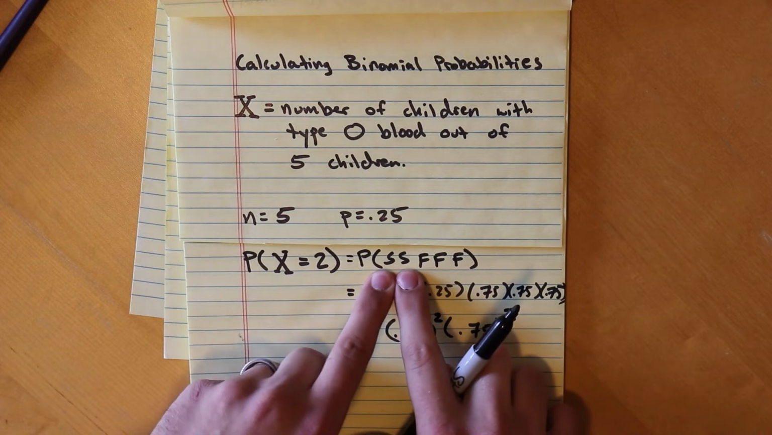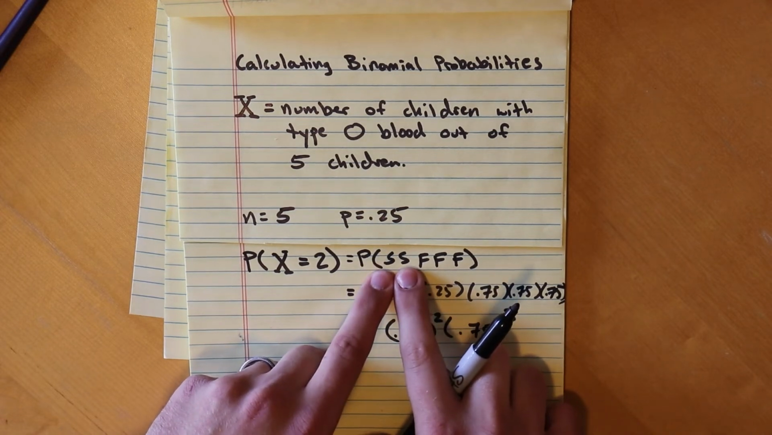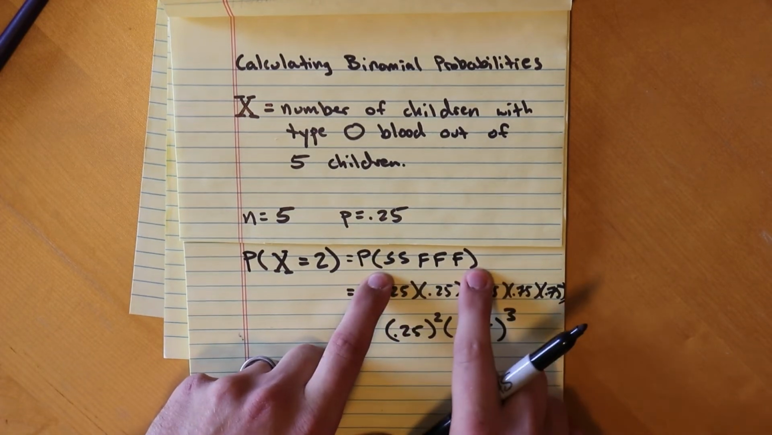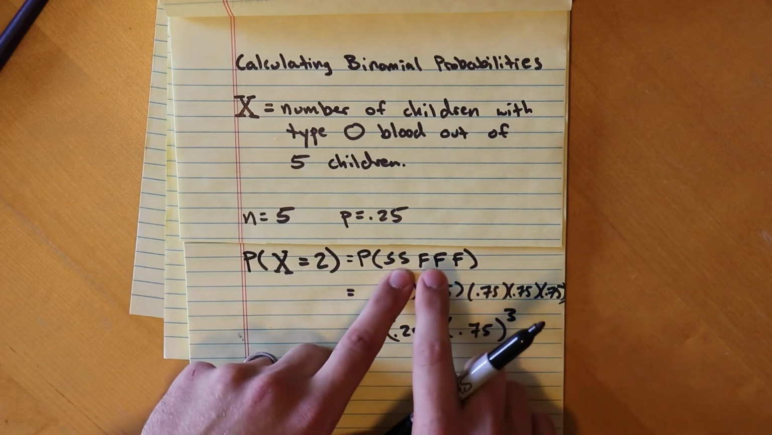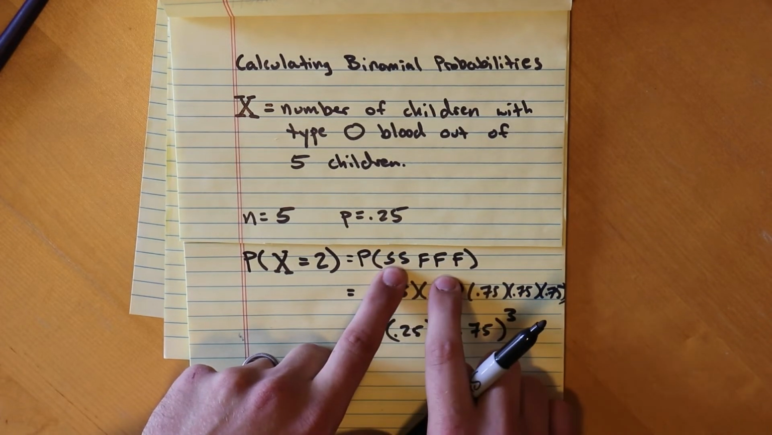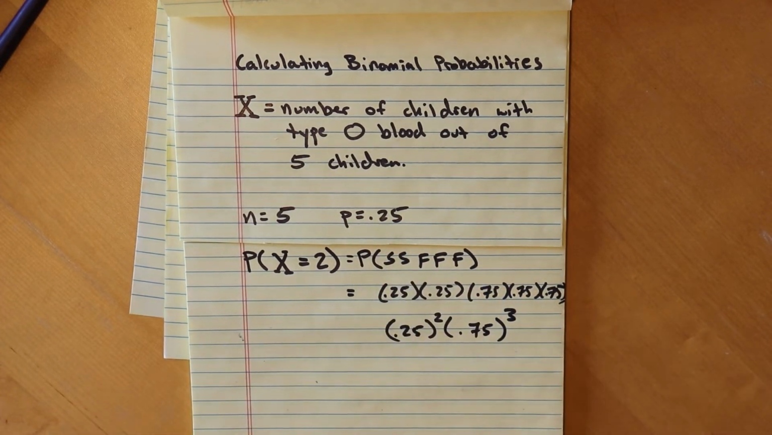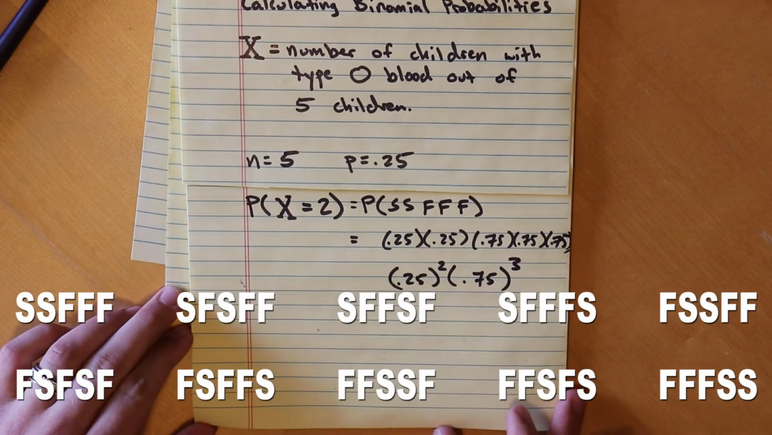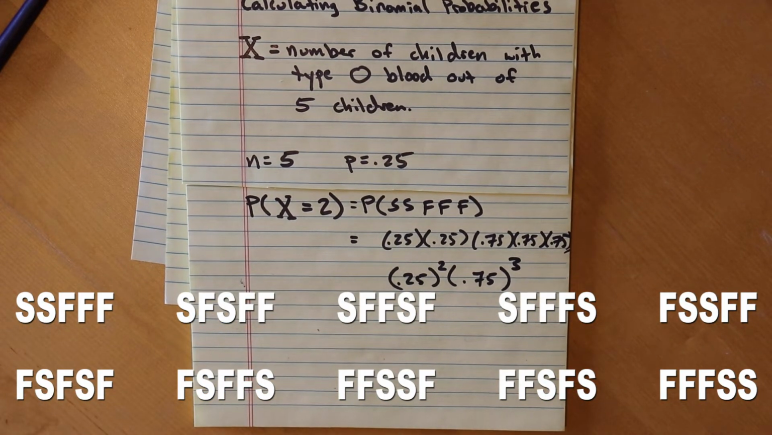Think of how many ways I could arrange this. The first 2 kids could have type O blood, or the first and the last kid could, the second and the third kid could, the second and the fourth kid could, the third and the fourth could. So how many different arrangements are there when you choose 2 things out of 5? Well, it turns out that there are 10.